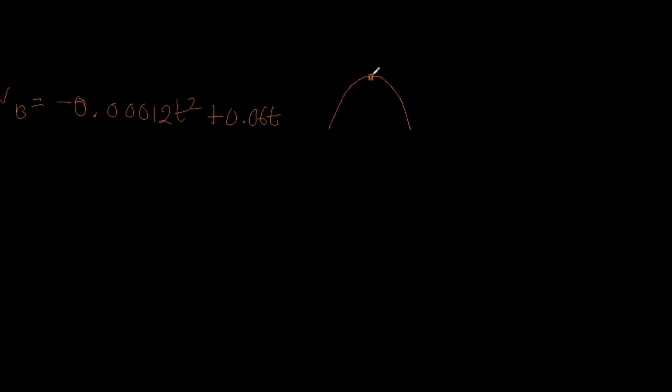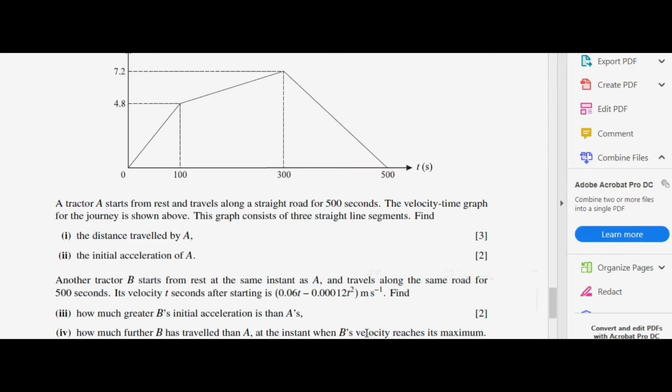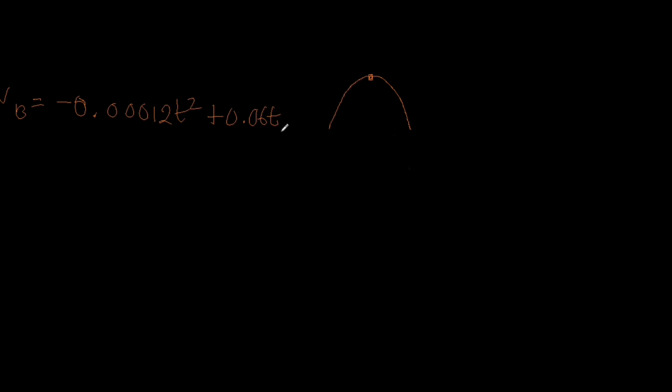So in other words, the turning point of this parabola here, the reason it's a parabola is because of t and then t squared, so that makes it a parabola. So the turning point or the stationary point or the maximum point of this parabola is going to represent the maximum velocity. Why are we interested in the maximum velocity? Because the question said when B's velocity reaches its maximum. So how do we find the stationary point of a parabola?